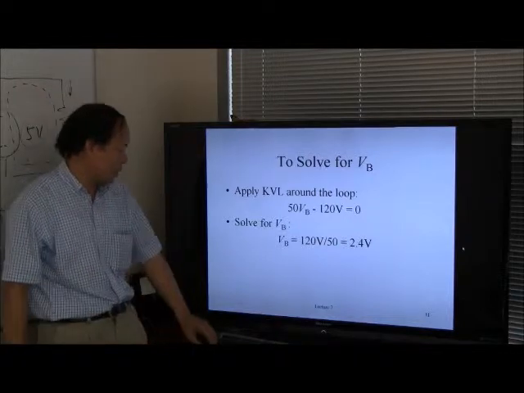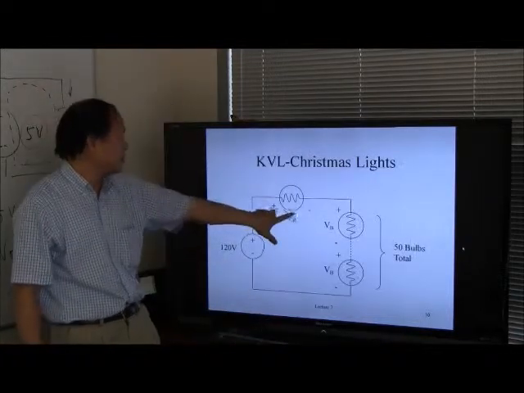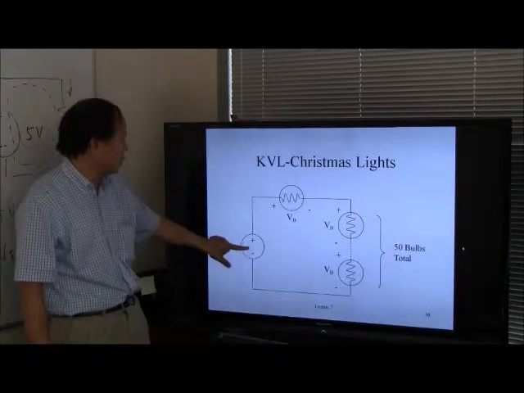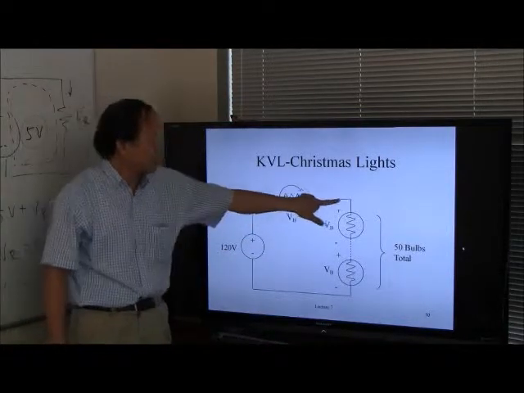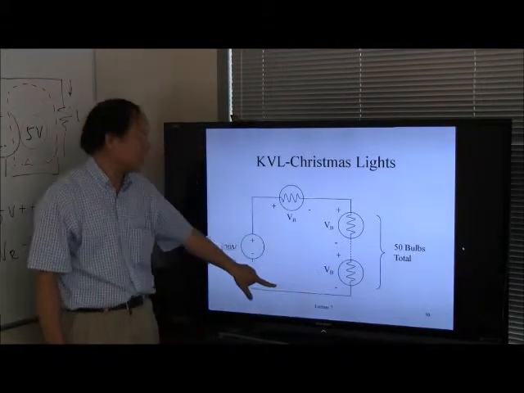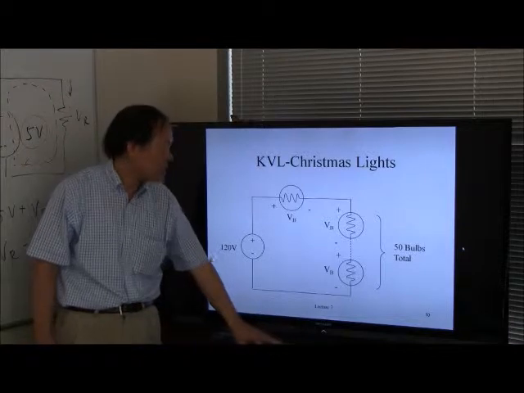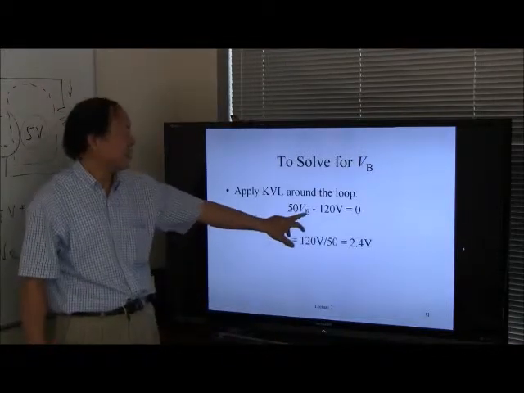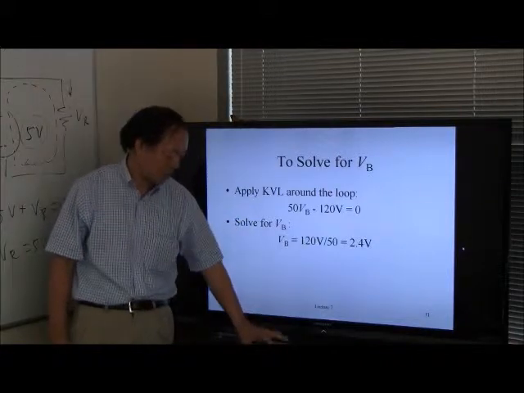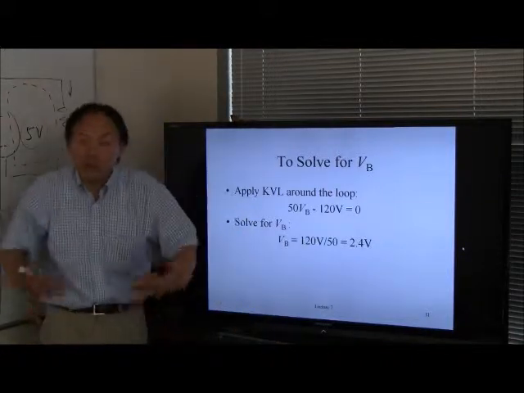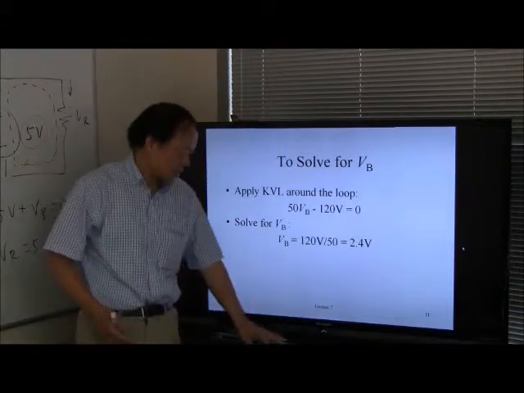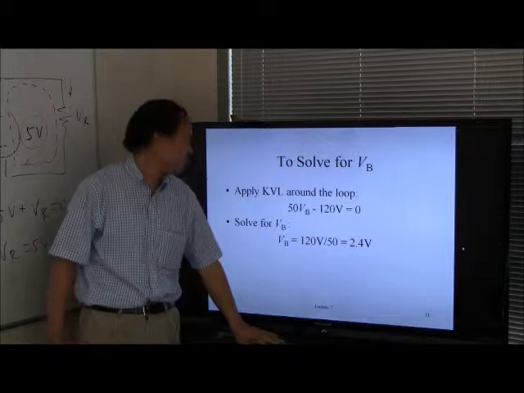To solve for VB, which in this case is the voltage across this one here, what you do is you have minus 120 volt plus VB, all the way 50 times of plus VB, go back to the same node and therefore it's equal to 0. So what you have is that 50 VB minus 120 volt is equal to 0 and therefore VB is equal to 2.4 volt. So it is a voltage divider that divides up the voltages across the entire loop 50 times.